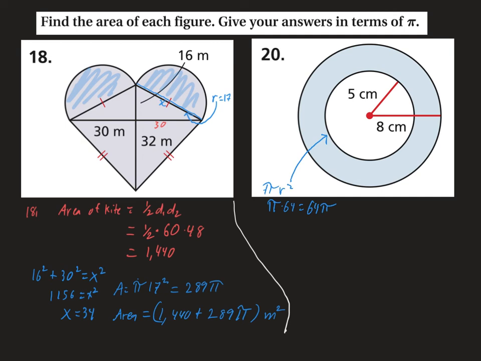All right, and then the area of the middle part here is going to be pi times the radius squared there, so 5 squared is 25. Let's call that 25 pi. So the total area is equal to 64 pi minus 25 pi. So we get 39 pi. So the answer is 39 pi square centimeters.